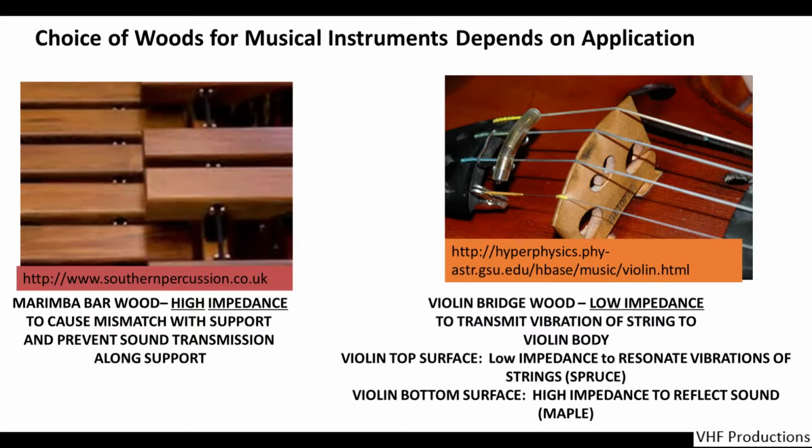The bottom surface of the violin body is made of a high impedance material such as maple. It's designed to reflect the sound generated by the top surface of the violin, so that the cavity between the top surface and bottom surface becomes the acoustic body of the violin, with sound being generated by the top surface into the cavity, and the bottom surface reflecting that sound back through the cavity. This is how you design the wood body of the violin to produce its unique sound.